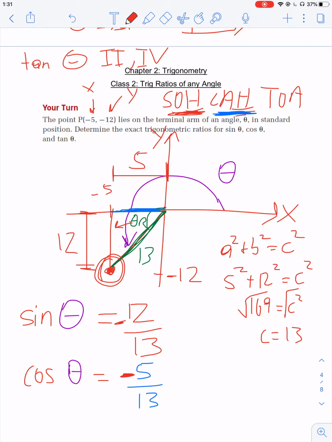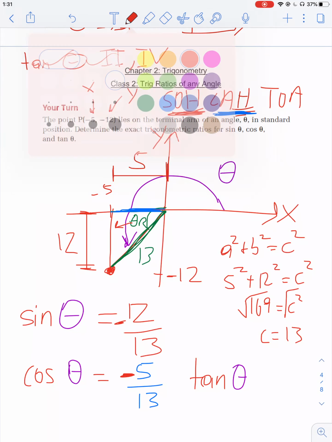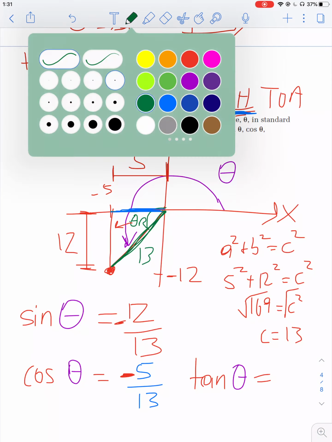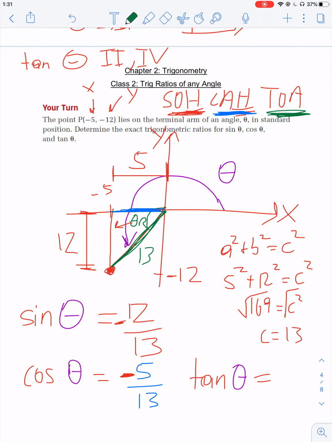Now finally tan. So let's erase this. Tan theta is equal to, TOA, so here, this one in green: opposite over adjacent. My opposite side is 12, and my adjacent side is 5.